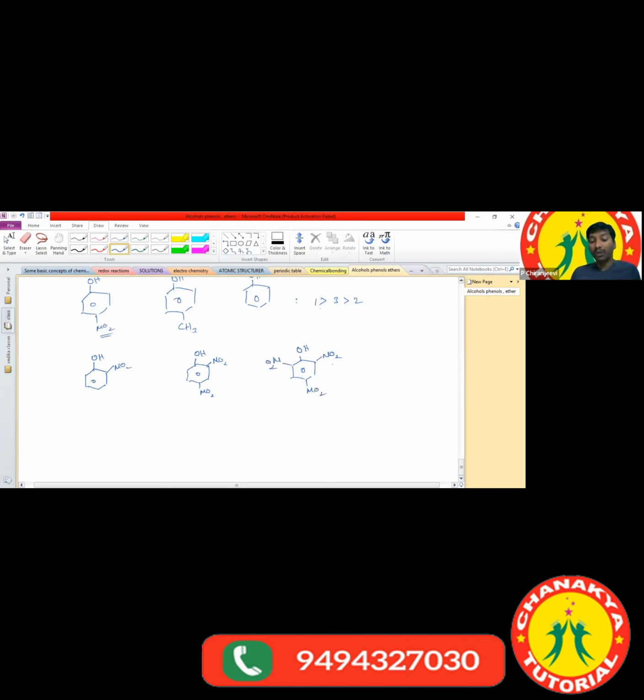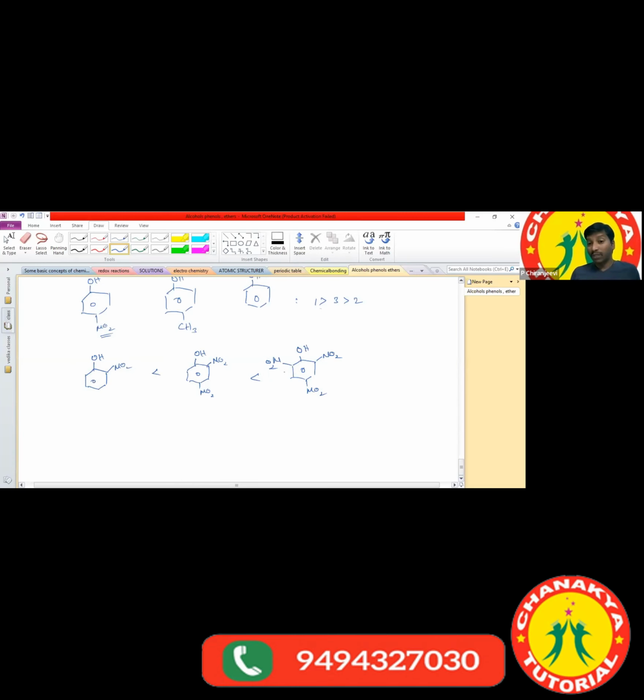Based on this one, we have two questions from the exam point of view. First of all, which one is more acidic? First, second, third? The third one is the more acidic, because as the number of electron withdrawing groups increases, the acidic strength also increases. So that's why the third one is more acidic.